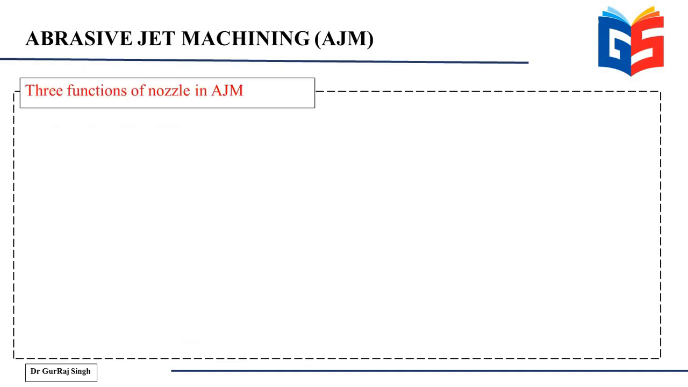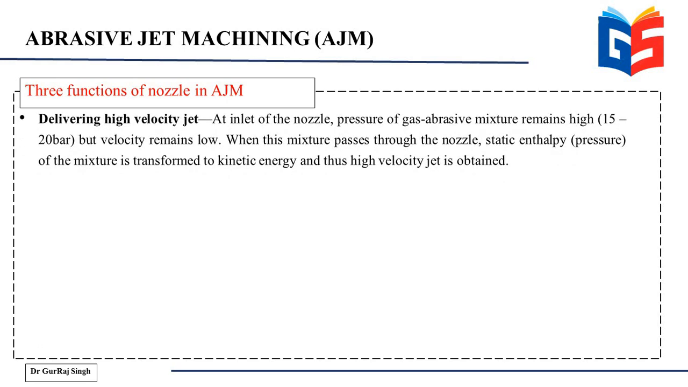Now next up is, what are the functions of the nozzle in the abrasive jet machining process? First of all, the basic and primary function of the nozzle is to deliver the high velocity jet. It has to supply the jet onto the cutting zone, and the pressure of this mixture remains very high, from 15 to 20 bars, while the velocity can remain low. When this mixture passes through the nozzle, the static enthalpy of the mixture is transformed into kinetic energy, and thus it imparts velocity to the jet. So this is the primary function of the nozzle.